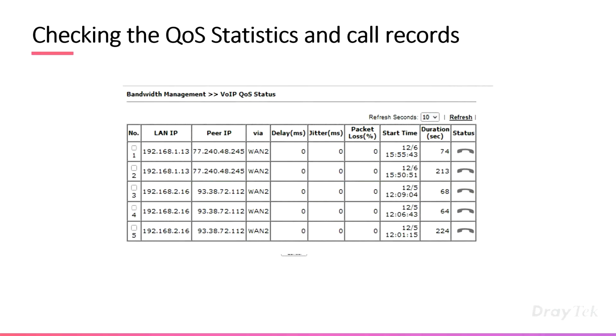And also on the call records, we can see some calls that have been made. We can see the internal IP address that has been used for that, and also the peer ID, the start time, and the duration of the call as well. And very important, delay, jitter, and packet loss. You should always want to see that screen as multiple zeros and nothing has been lost.